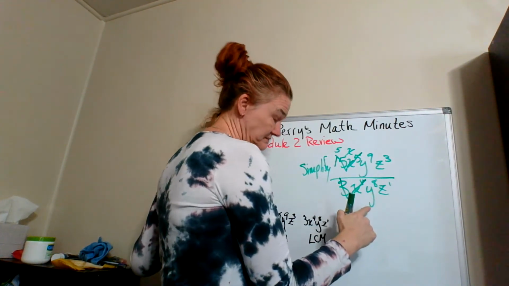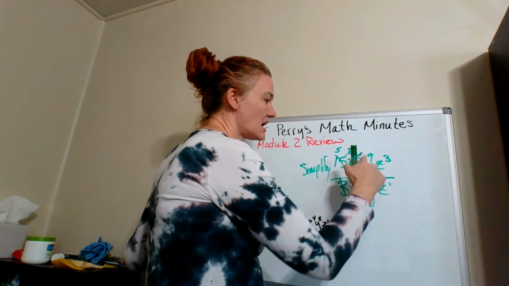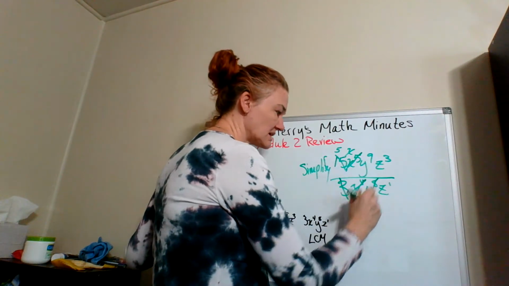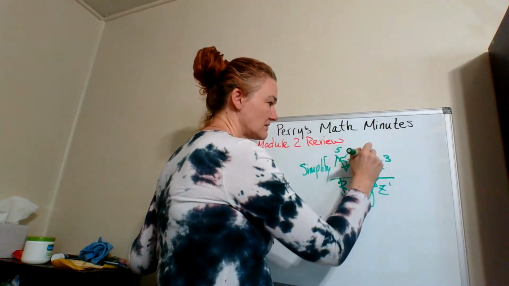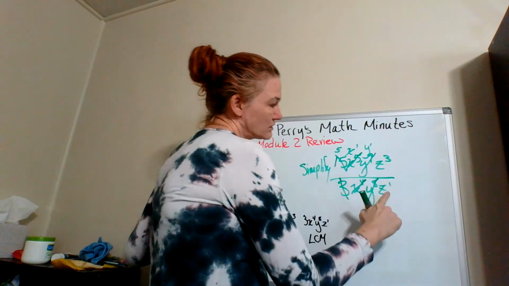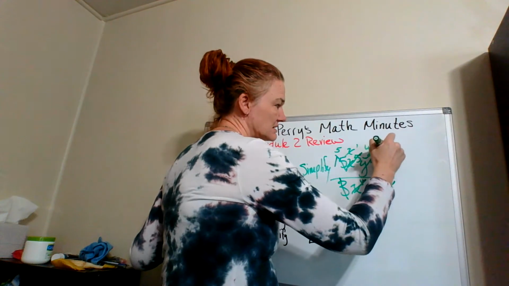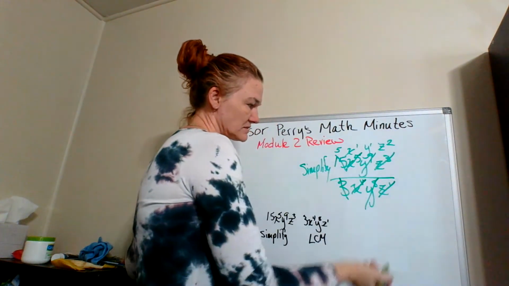I have 8 y's in the bottom, 9 y's in the top. So when I cancel this, I'm going to have 1 y left. Okay? I have 1 z in the bottom, 3 in the top, so I'm going to end up with 2 z's left over.